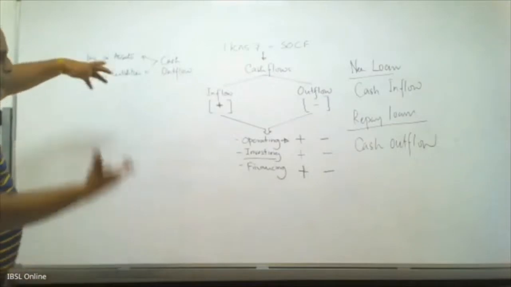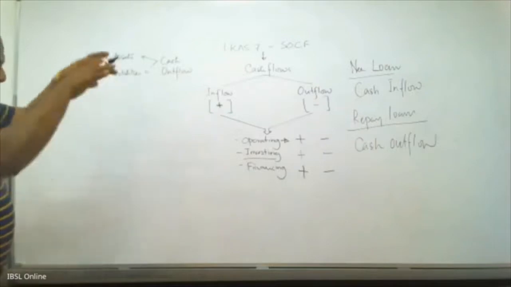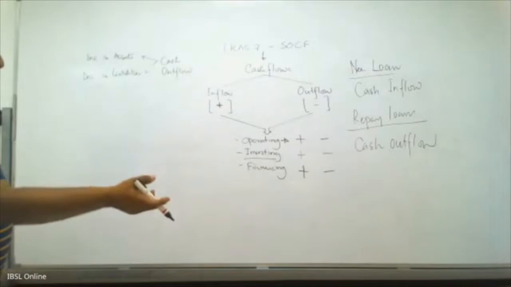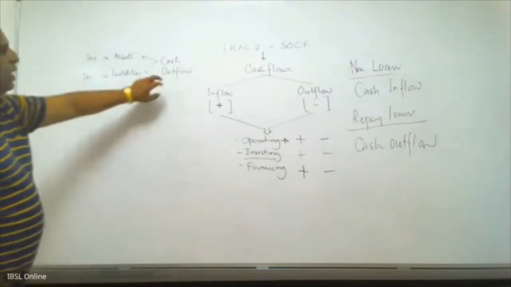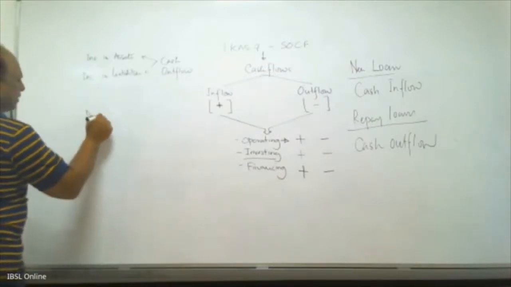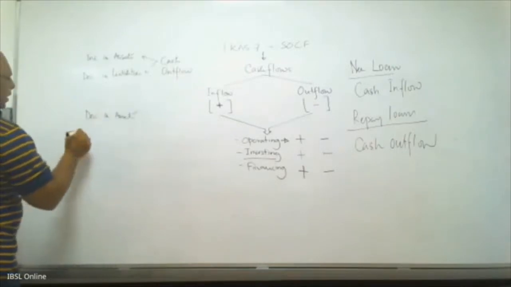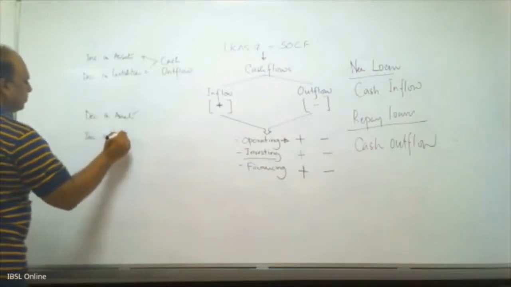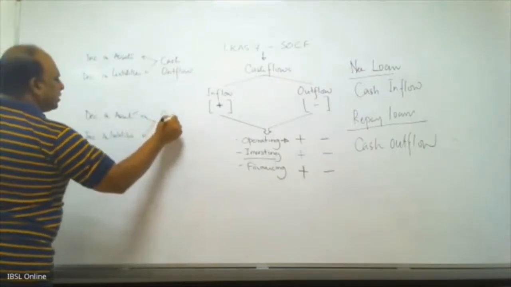When the assets grow, obviously you have to give out money. When the liabilities get reduced, which means I have to pay. Without me making a payment, my liabilities won't come down. So that is going to be a cash outflow. Similarly, decrease in assets or reduction in assets and increase in liabilities. What is going to happen? That is a cash inflow.